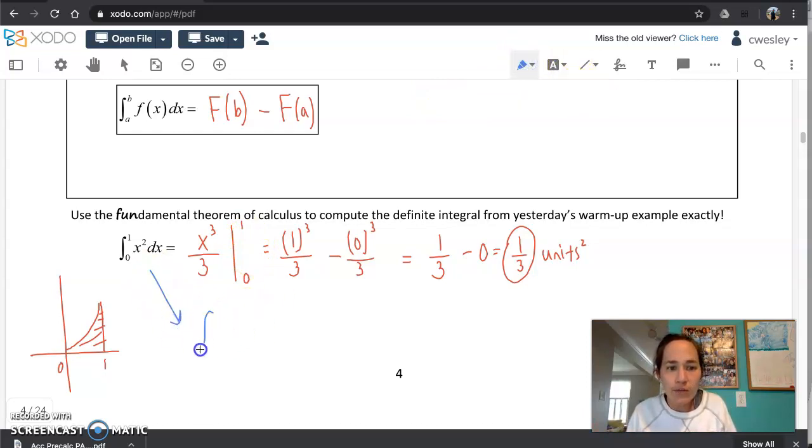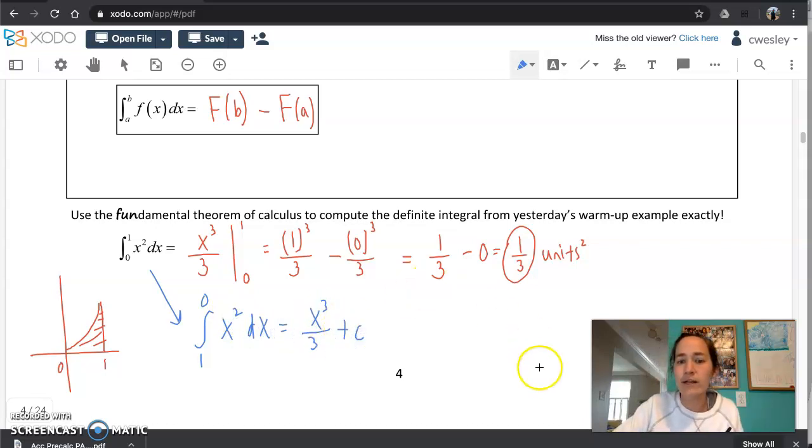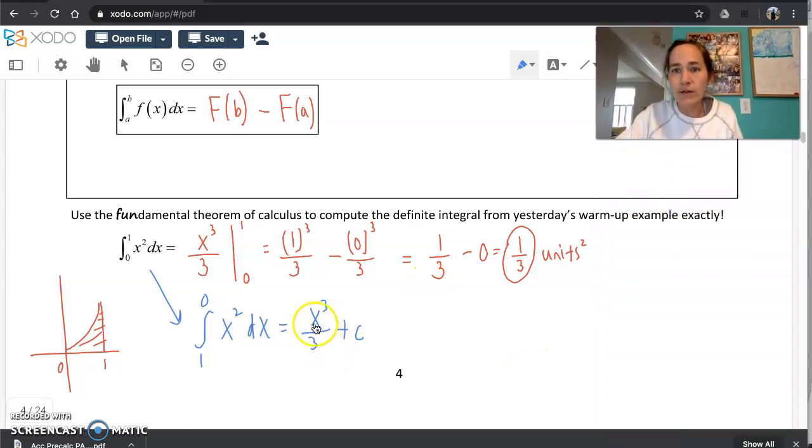Sure, I could take this original and I could include the plus C. So the integral from 0 to 1 of x squared taken with respect to x is going to be x to the third over 3, and let's include the plus C right next to it. Well, we still have to evaluate this because it's a definite integral, and I wrote this incorrectly. It should be from 0 to 1. So from 0 to 1, I'll just draw the line and put 0 to 1.